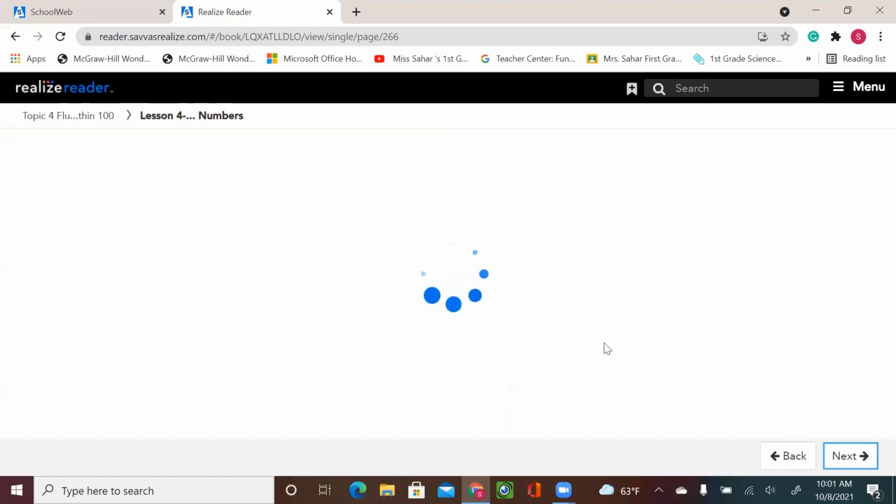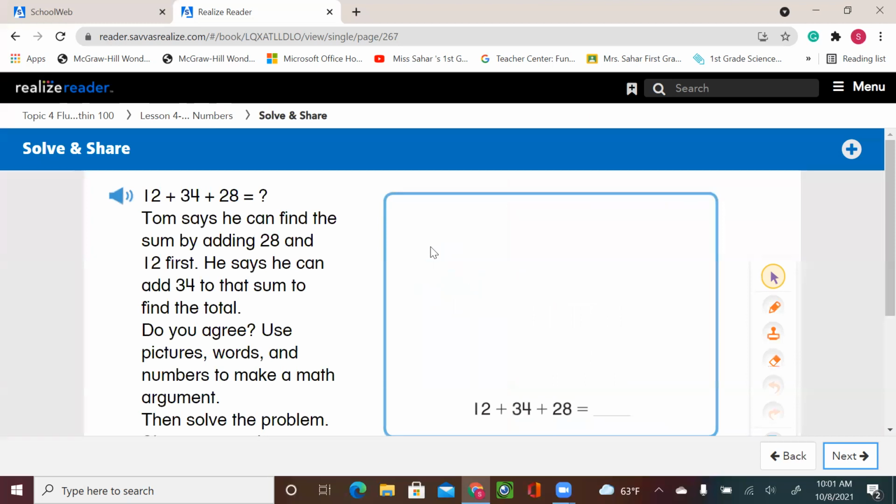Let's see. 12 plus 34 plus 28 equals question mark. Tom says he can find the sum by adding 28 and 12 first. He says he can add 34 to that sum to find the total. Do you agree? Use pictures, words, and numbers to make a math argument. Then solve the problem. Show your work. All right. We're going to work with this procedure or this method or this way that they want us to do, but there's different ways. You can add only the tens, then add the ones.